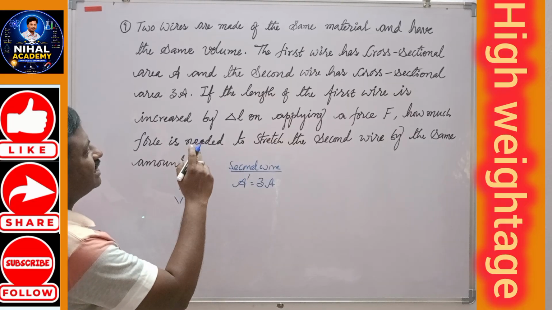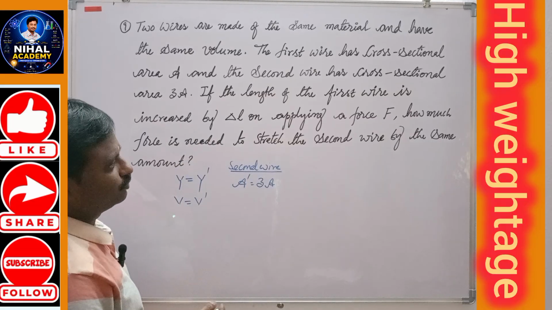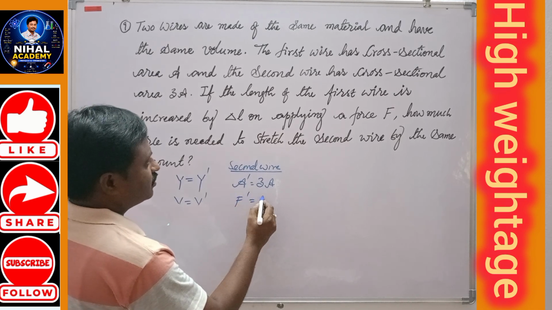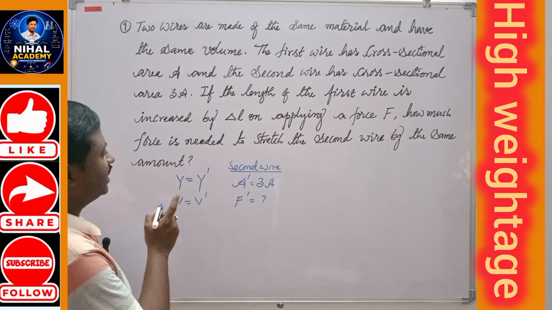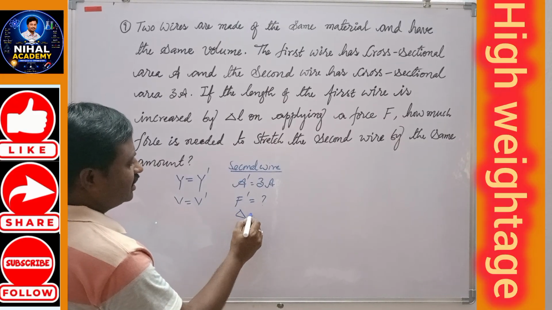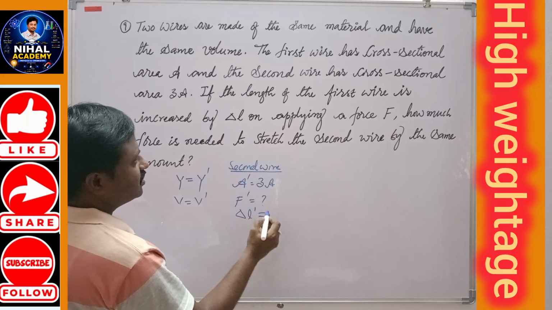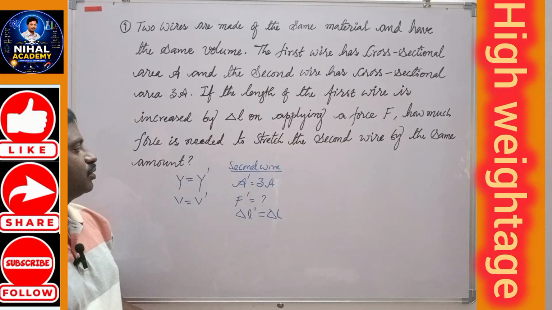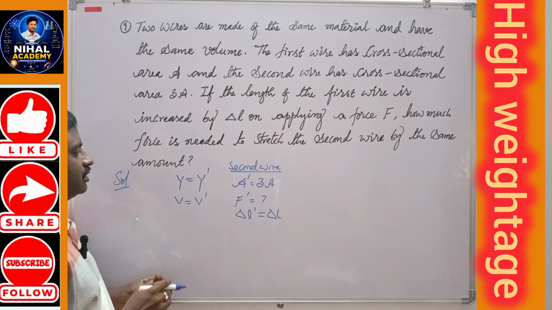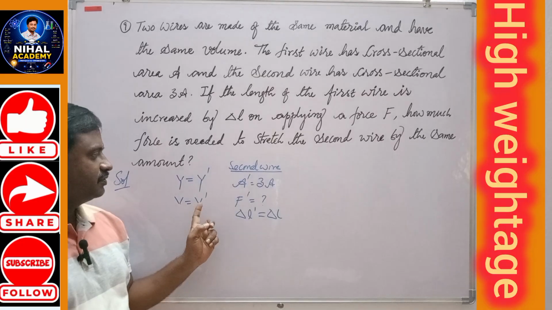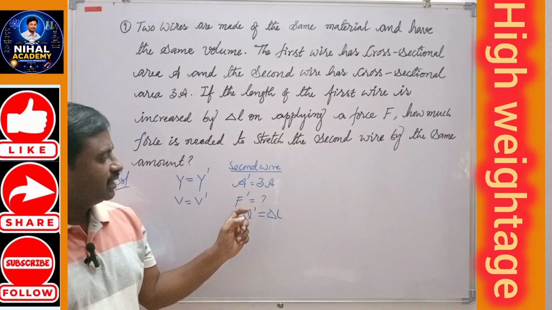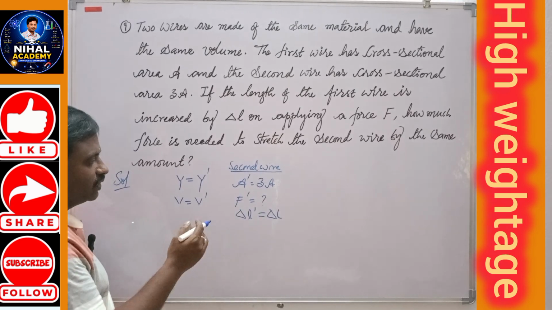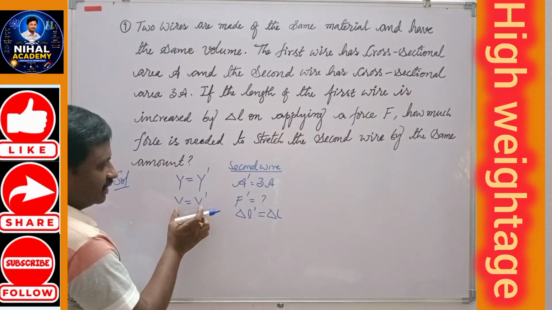If the length of the first wire is increased by delta L on applying a force F, how much force is needed to stretch the second wire by the same amount? So we have to calculate that F dash. The amount of increase, delta L dash, is equal to the same amount, that is delta L. So from the given question, Y is equal to Y dash, volume is equal, V is equal to V dash, and A dash is equal to 3A. We have to calculate F dash, and delta L dash is equal to delta L.